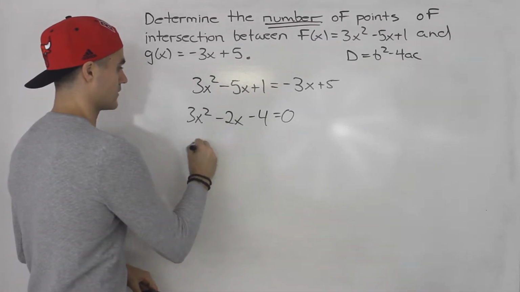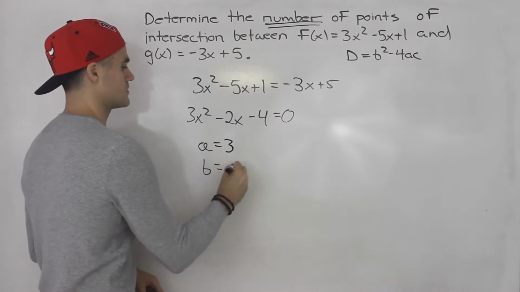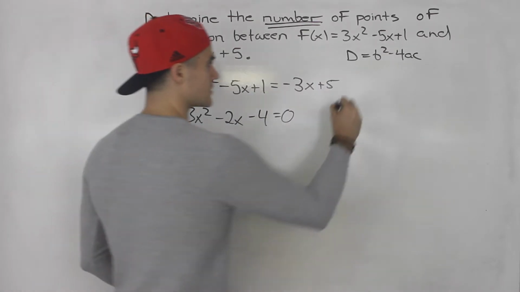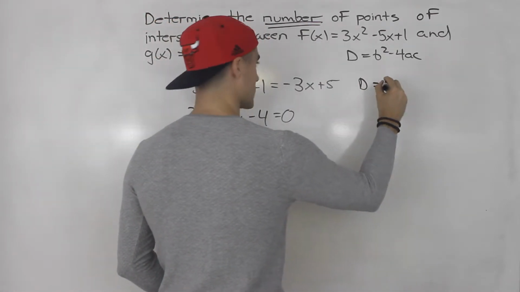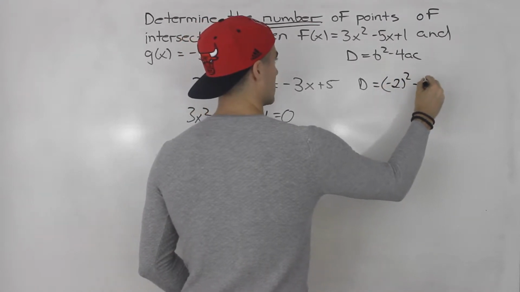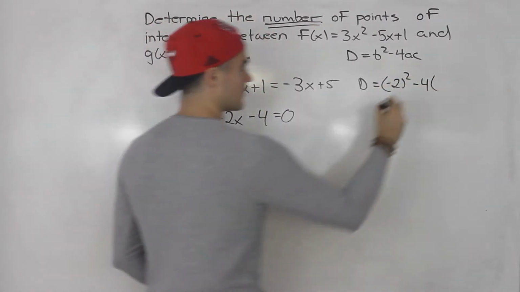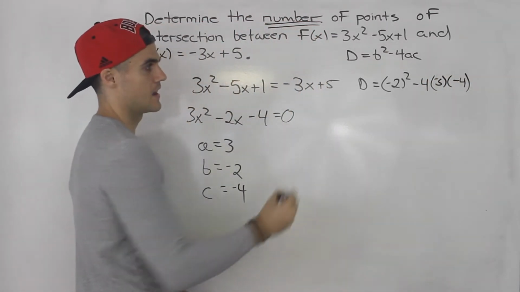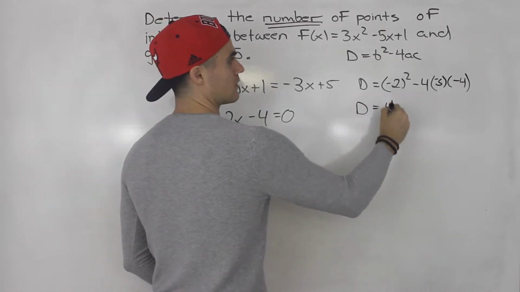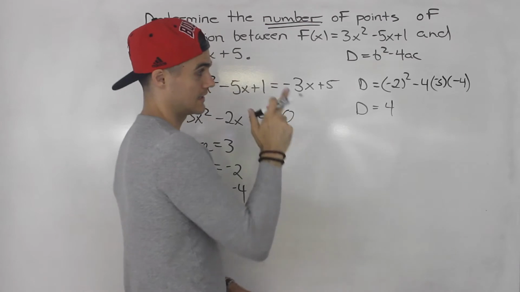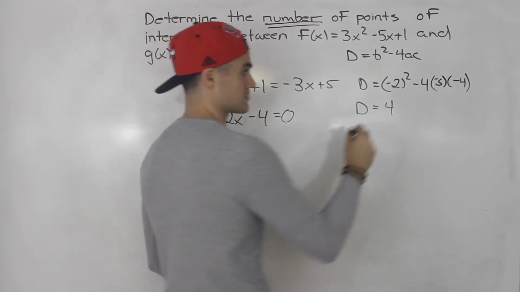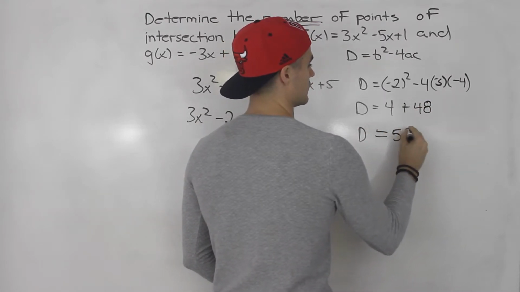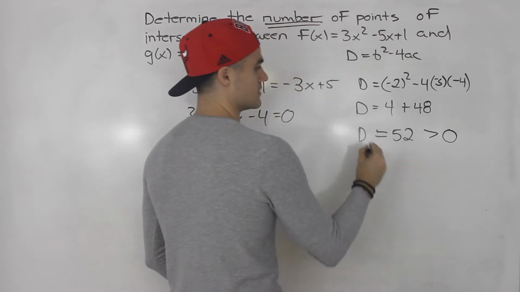Then you could take these values, a equals 3, b equals negative 2, c equals negative 4, plug it into the discriminant. So the discriminant would equal b squared, which is negative 2 squared, minus 4 times a, which is 3, times c, which is negative 4, like that. So this would be 4, negative 4 times 3 is negative 12, times negative 4 is positive 48. So the discriminant is 52, which is greater than 0.